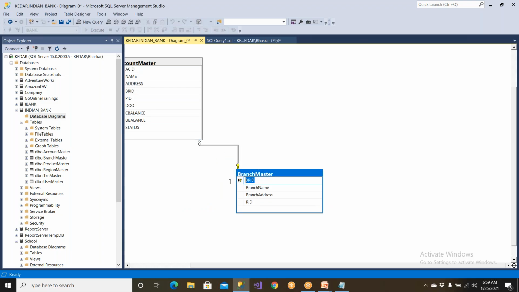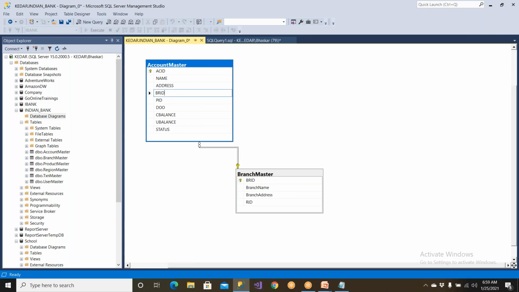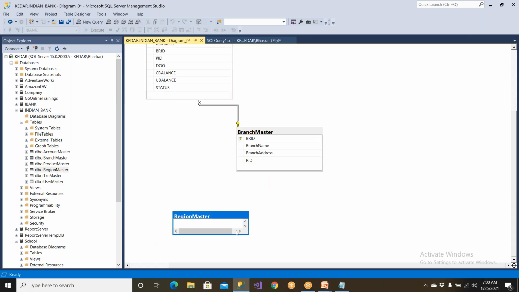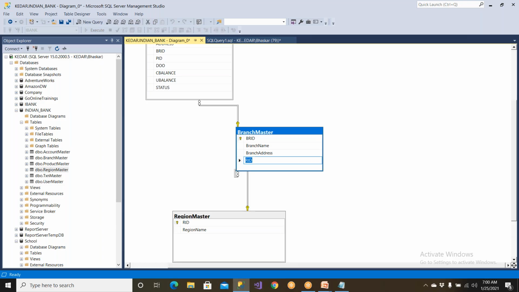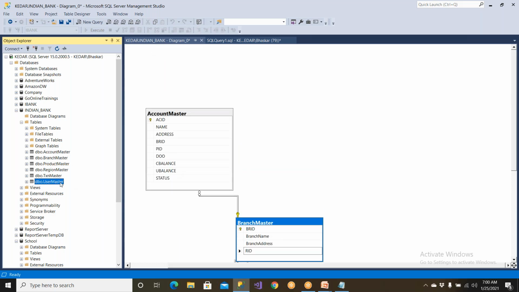Branch master. BRID, which is a primary key, and branch master, which is a foreign key. Now you wanted to check with the region master as well. So let me drag and drop. So now region master and branch master is linked. Have you seen this? Region master and branch master is linked. Have you seen this? What is a region master? Region master is this is a primary key and this is a foreign key here. Clear? So you should be able to see all these things by dragging and dropping the tables, you can understand which are the tables getting linked or not.